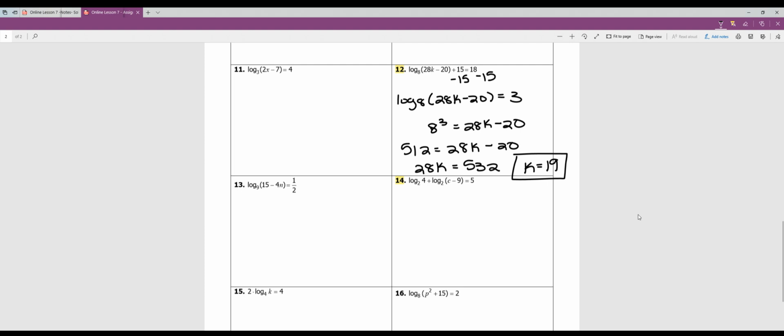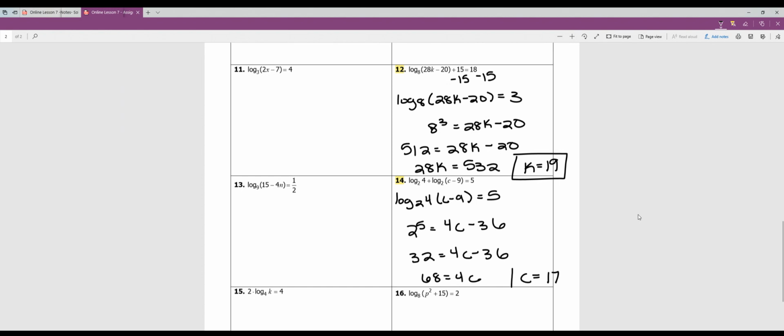First, I want to consolidate. I'm adding these two, so that means I'm going to use my product property. So 4 times c minus 9 is equal to 5. Rewrite it in exponential form, and I'm going to go ahead and distribute that 4, and I'll get 4c minus 36. 2 to the 5th power is 32. So now it's just some algebra. I add that 36, and I'm going to get that 68 is equal to 4c. Divide by 4, and I'll get that c is equal to 17. And again, if I were to plug 17 back in for c, I would not get a negative or a 0, so 17 is my solution.